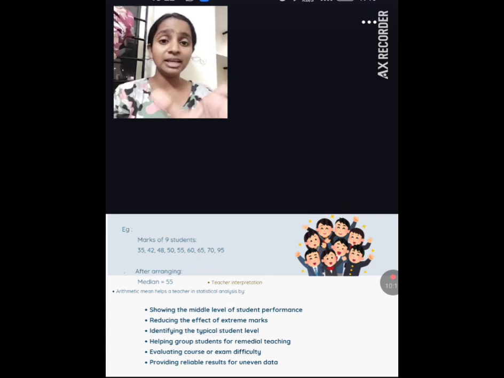So this median will divide the students into two: the students who are below the median and above the median. So the teacher can decide who needs remedial teaching, who doesn't need remedial teaching, etc.